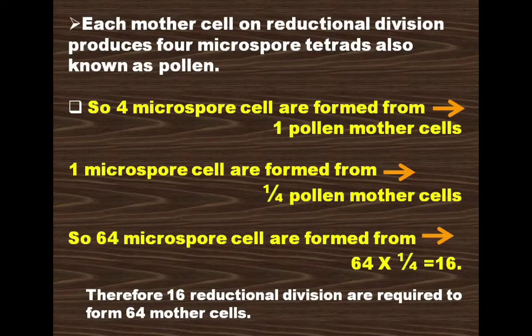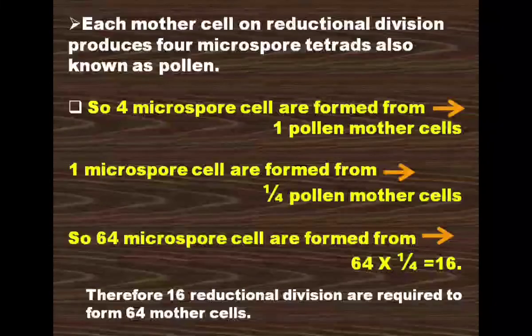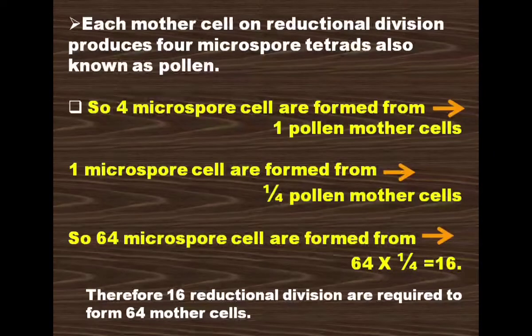Each mother cell on reductional division produces 4 microspore tetrads, also known as pollen. So, 4 microspore cells are formed from 1 pollen mother cell. So, 1 microspore cell is formed from 1 by 4 pollen mother cells. So, 64 microspore cells are formed from 64 into 1 by 4 equals 16. Therefore, 16 reductional divisions are required to form 64 microspores.